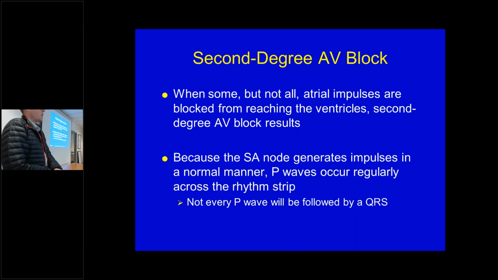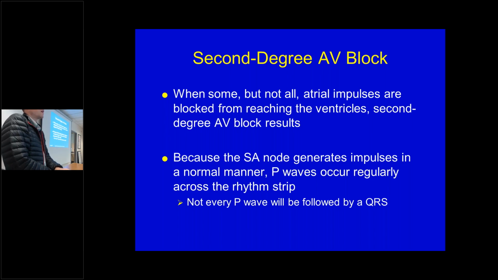Second degree AV block. So again, this is when some but not all of the impulses are blocked. Because the SA node generates impulses in a normal manner, the P waves occur regularly across the rhythm strip. Right, so the SA node is continuing to fire at its automaticity rate, regardless of the block, even though some of them are being blocked and some of them aren't. The SA node is just continuing to fire those.